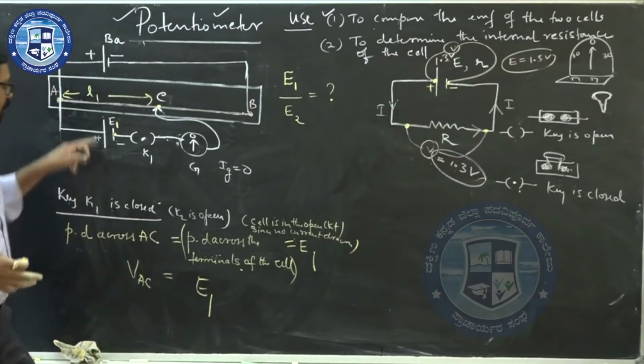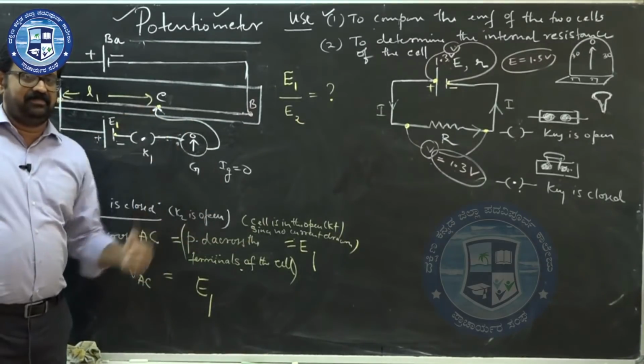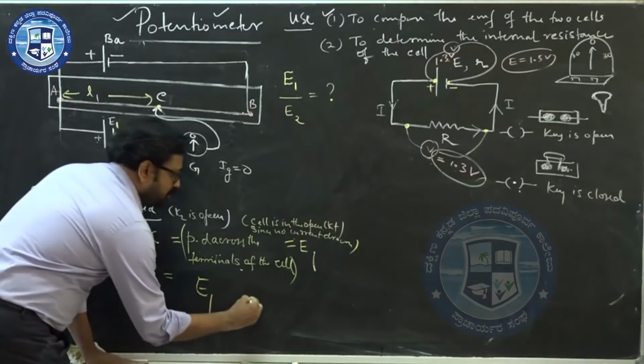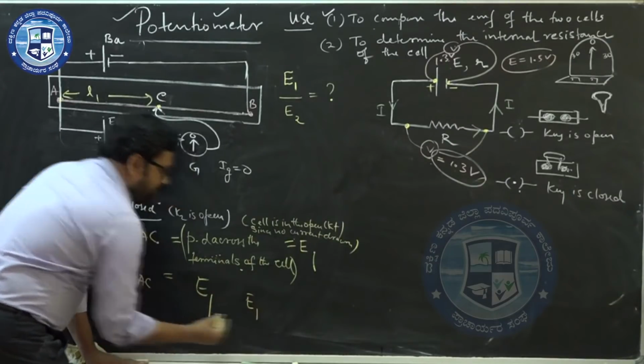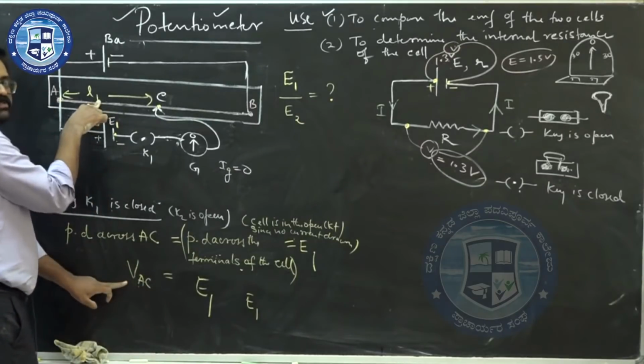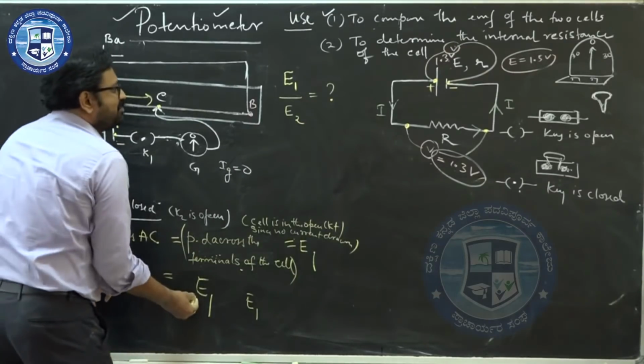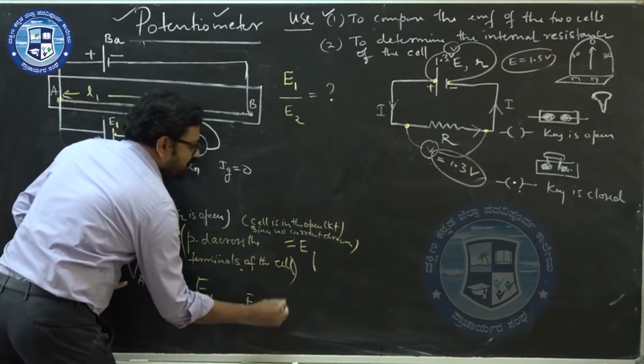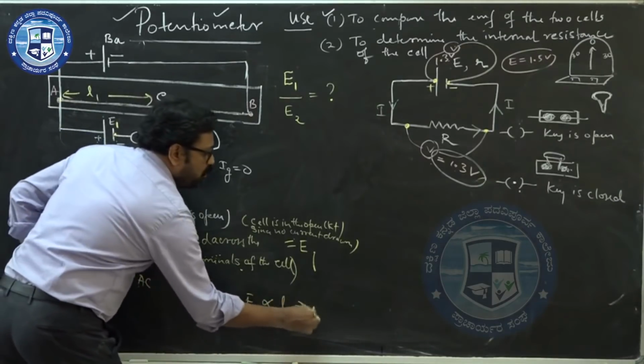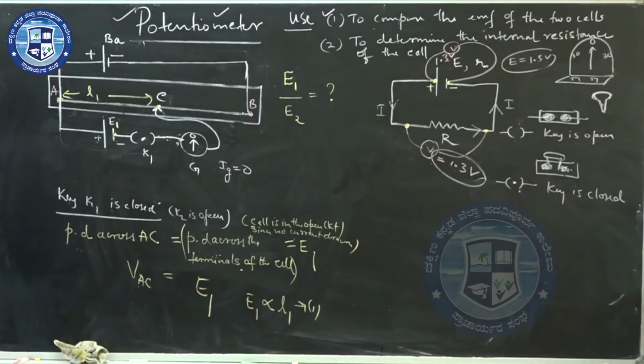Generally it is equal to EMF, but what is the EMF? E1. Can I conclude that according to the principle, V_AC is directly proportional to L1, but we proved that V_AC is equal to what? E1, which means E1 is directly proportional to L1. I think you followed. No confusion, right?